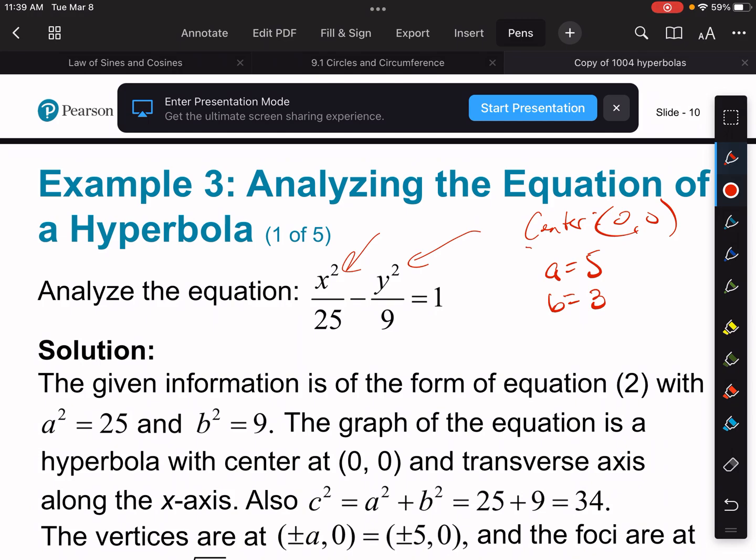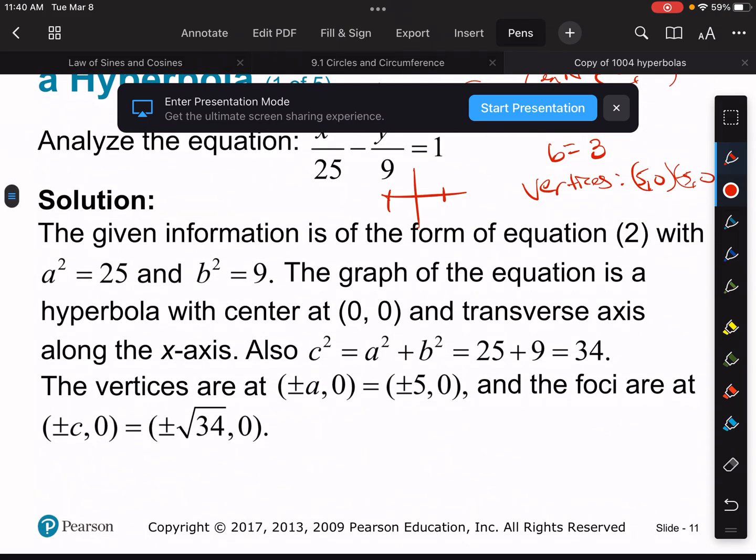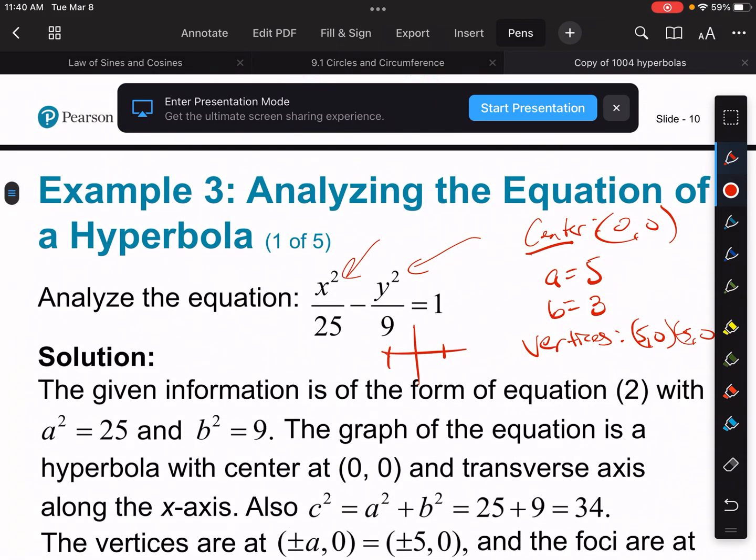So they want to know the center, which was easy. They'll want to know where the vertices are. So to find the vertex points, we know it's in the x direction. We know it's a distance of 5 from center. So if you think about that, x direction, 5 from center, those points are going to be at 5, 0 and negative 5, 0. They're also probably going to want to know where the foci are, so we could find that, right?